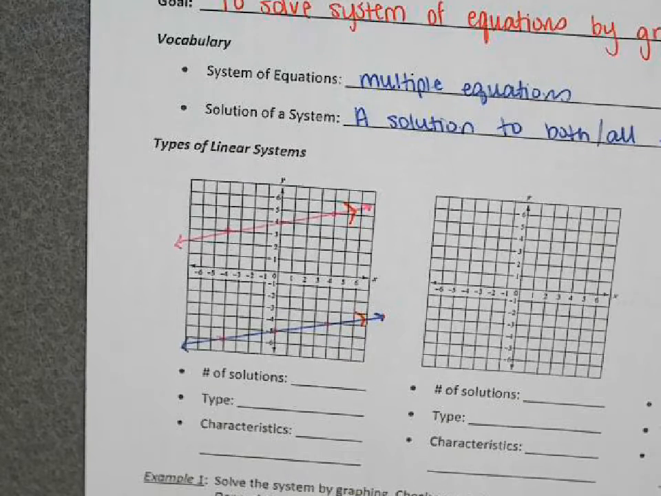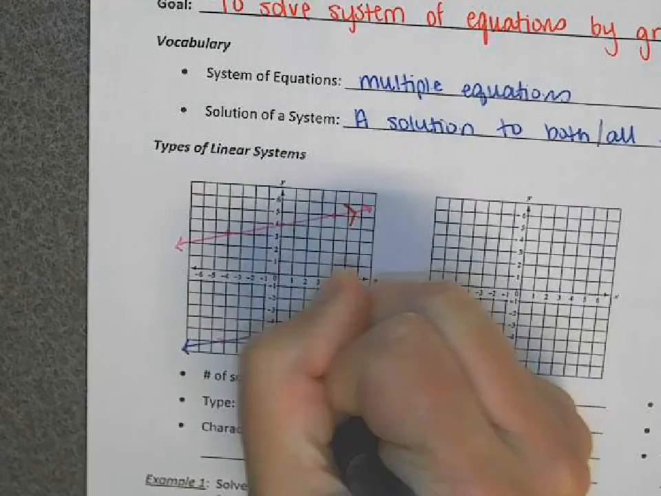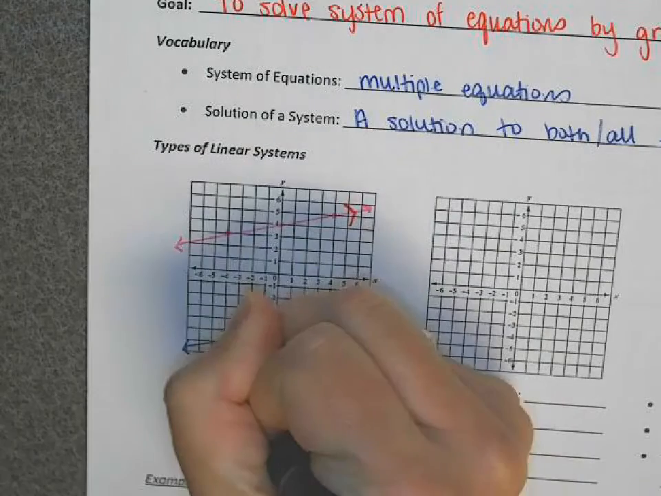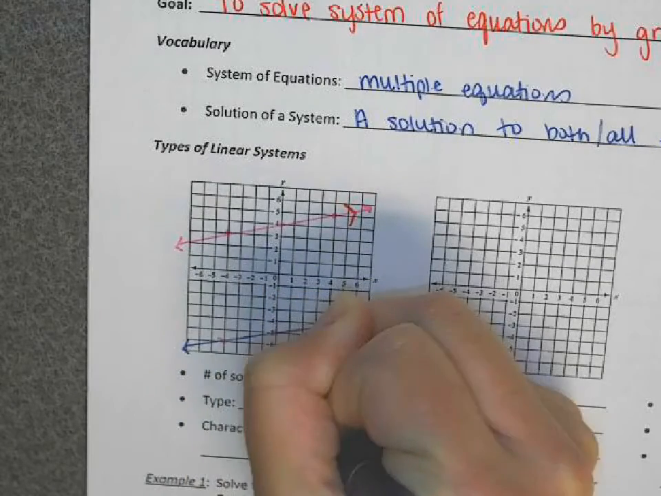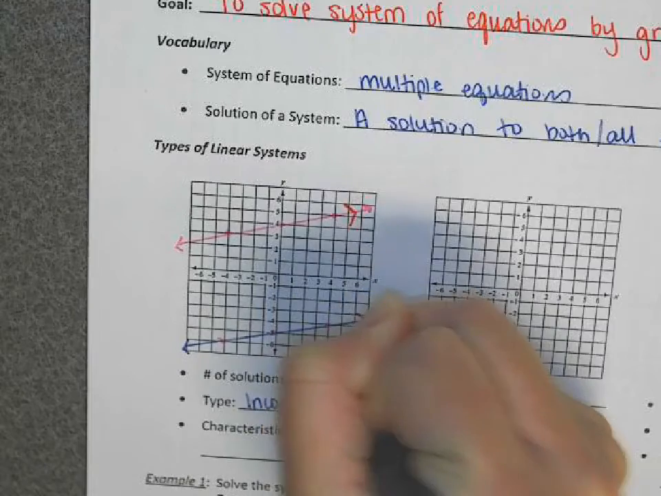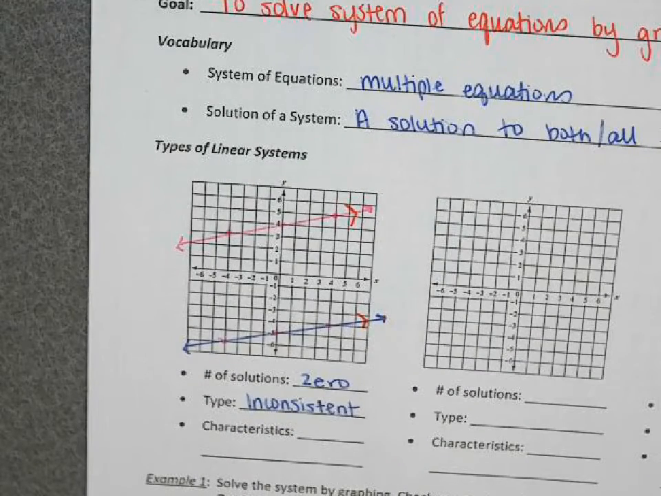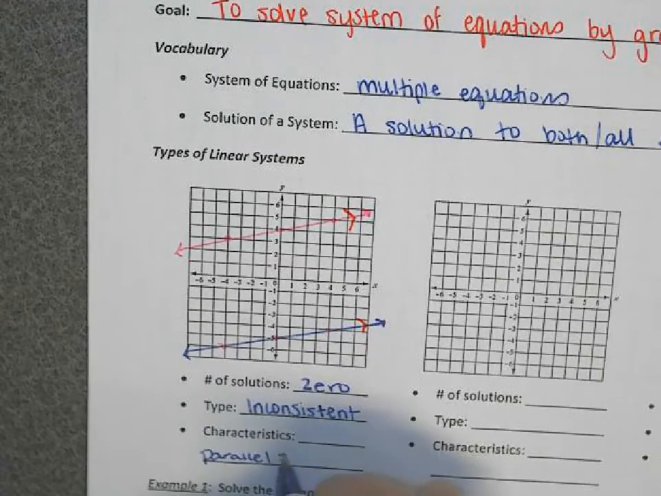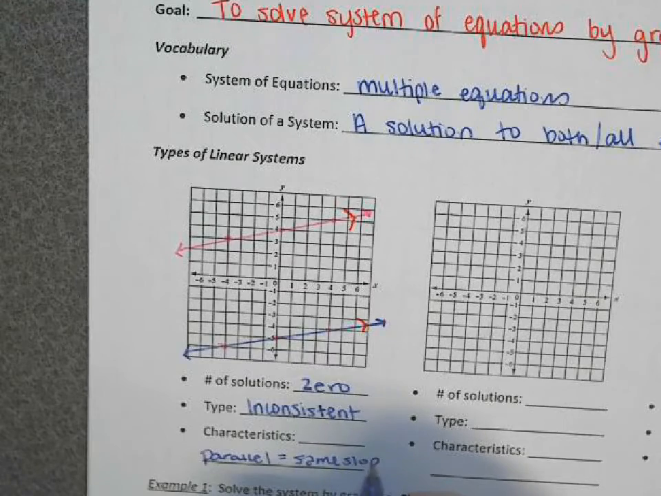Okay. How many solutions will this system have? How many times are those lines going to intersect? Zero, never. They never intersect. So there are 0 solutions. We call this an inconsistent system. Okay? And you'll see that the characteristics are that the lines are parallel, which means they have the same slope.